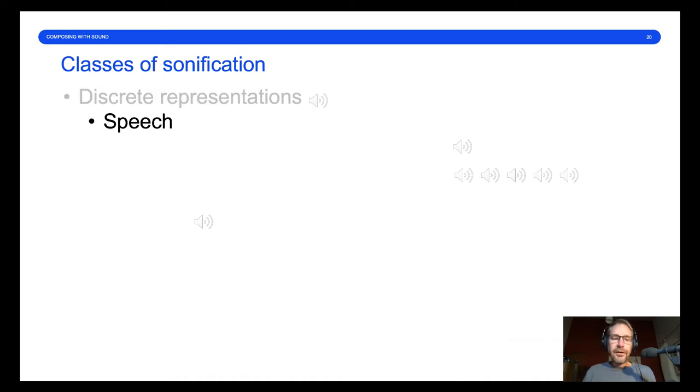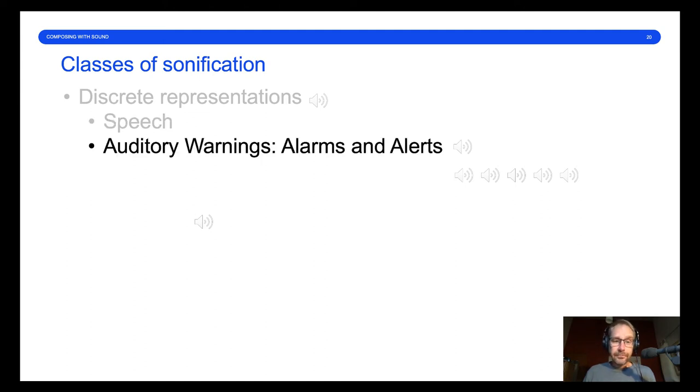So in this example, we have speech as a discrete representation of data. We also have the use of tones to represent the passage of time. A second example is auditory warnings, alarms, or alerts.